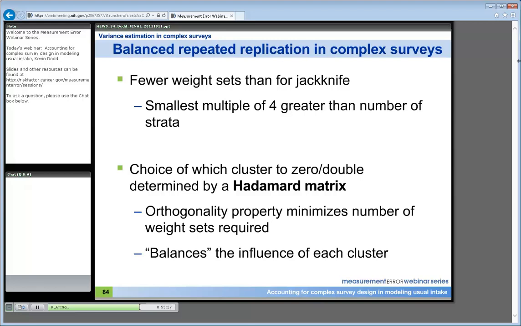So that's where that rule on that multiple of 4 business comes from. In the NHANES example where there are 30 strata, you need 32 BRR weights, but you need 60 jackknife weights because you have 2 PSUs per stratum.